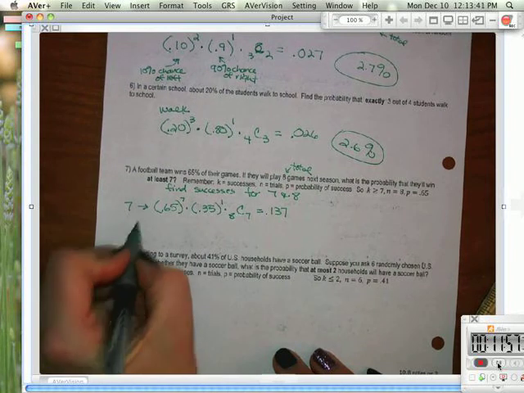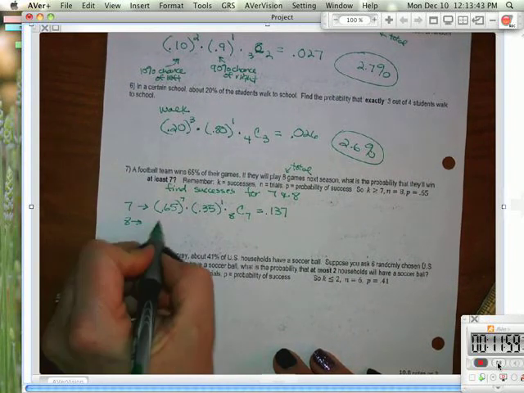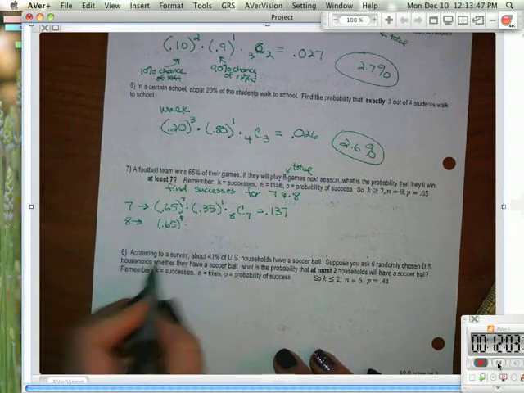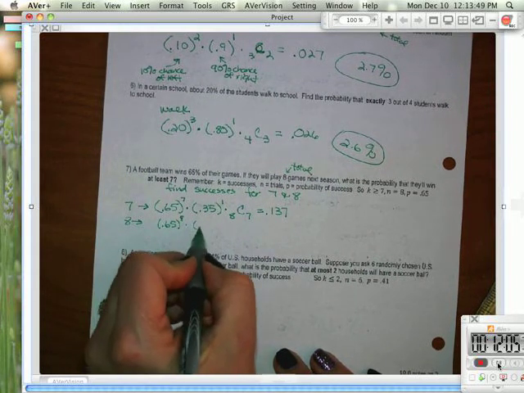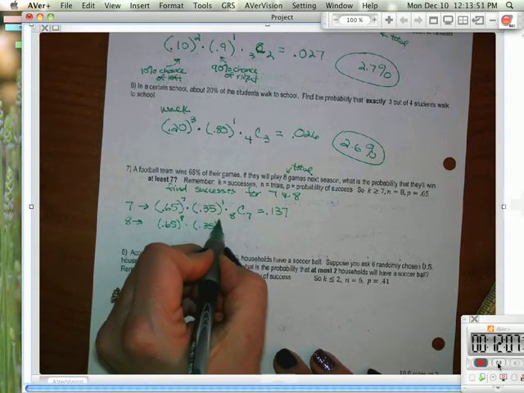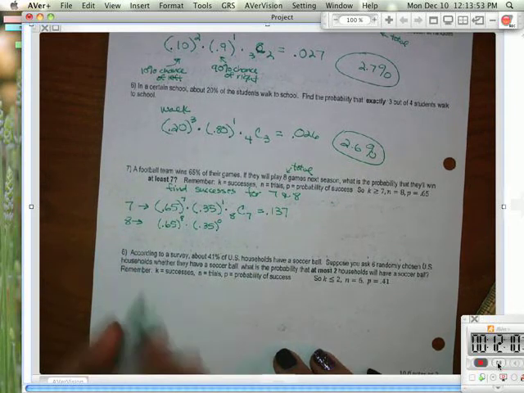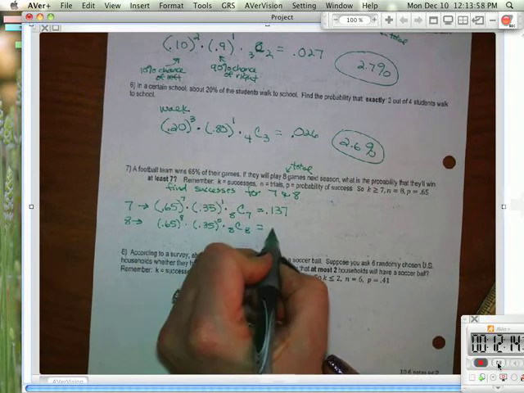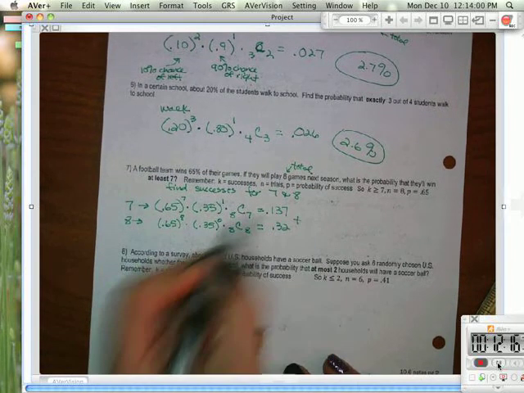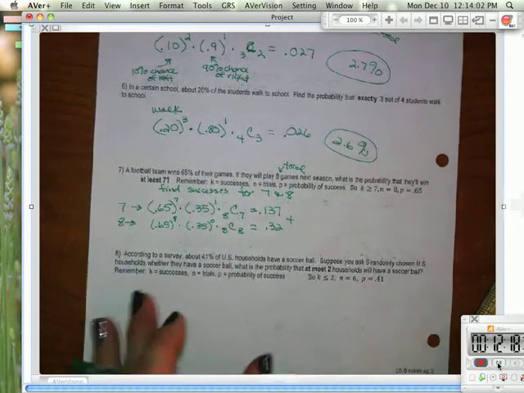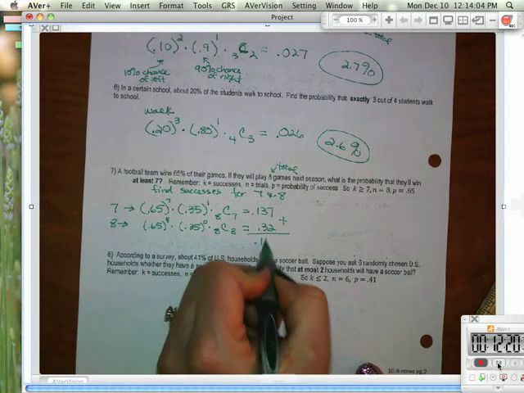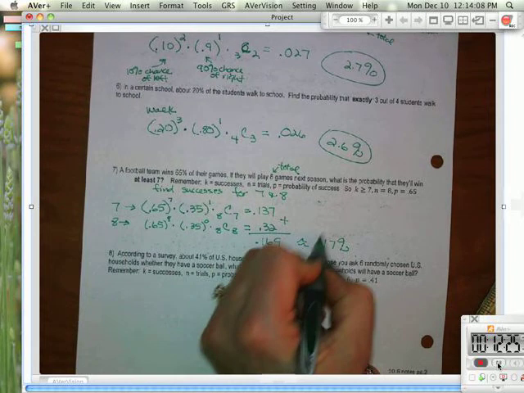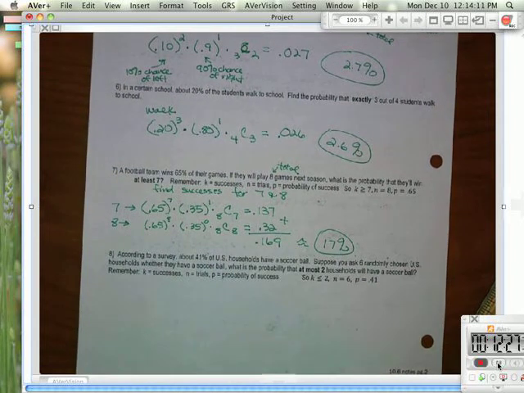Now I need to do it for 8 games as well. Remember, each game I have a 65% chance of winning, so that's going to be to the 8th because I want to win 8 games. And a 35% chance of losing, but I want 0 losses. And then I want 8, choose 8. And that equals 0.032. Add them together, because they're disjoint, and you get 0.169, or approximately 17% chance of winning at least 7 games.